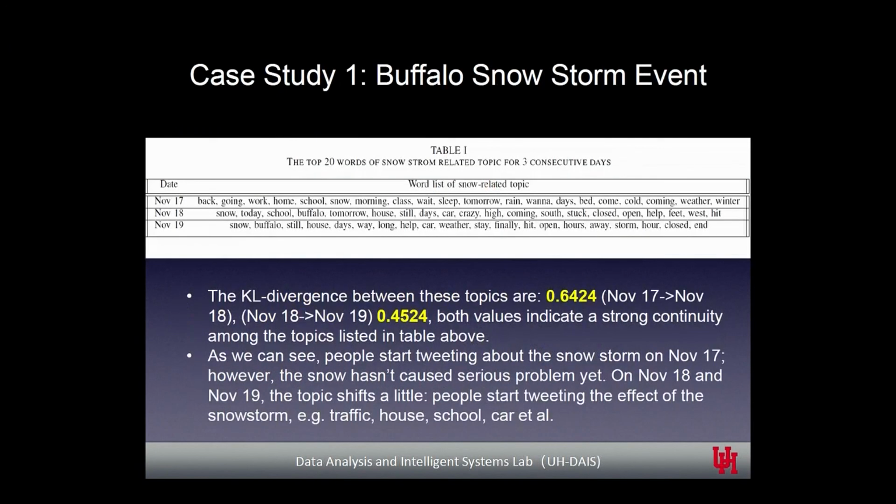First, the top of the table shows you the snowstorm related topics we have for 3 consecutive days. Here we use daily batches. As you see, the KL divergence between November 17 and November 18 is 0.64, and between November 18 and November 19 is 0.45. Both values are very low, so we consider this a continuing topic. Based on the words, on November 17, people start tweeting about the snow, but there's no serious problem. It's only about the snow. On November 18 and 19, people start tweeting about the effect of the snow: the traffic, the school, the home, the house.